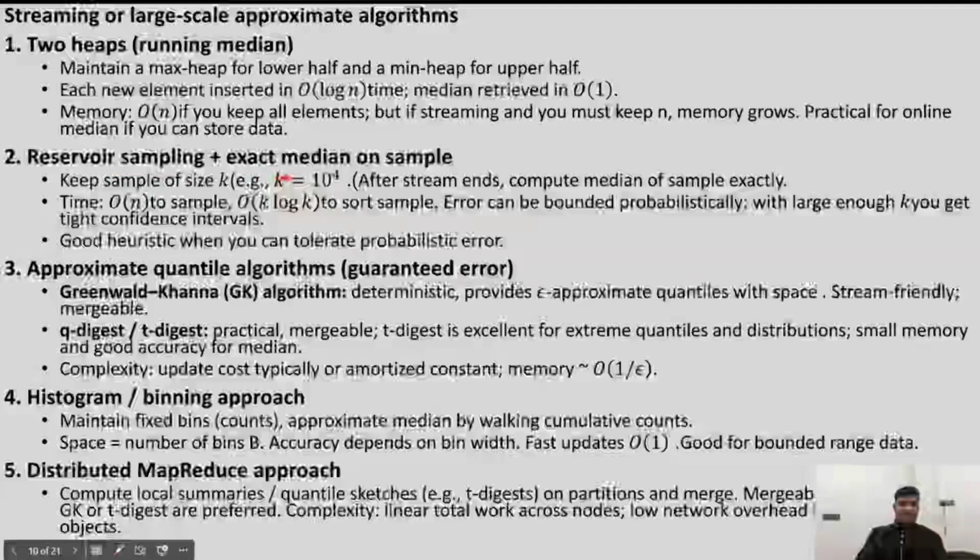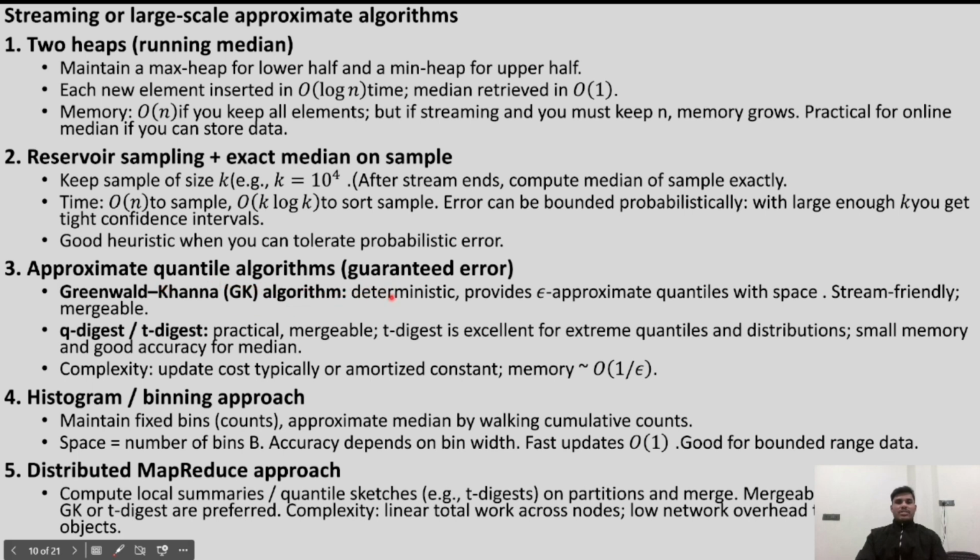Reservoir sampling plus exact median on the sample. Keep a sample of size k, for example k equals 10 to the power 4. After the stream ends, compute the median of the sample exactly. Time is O(n) to sample, O(k log k) to sort the sample. Error can be bounded probabilistically: with large enough k you get tight confidence intervals. A good heuristic when you can tolerate probabilistic error.